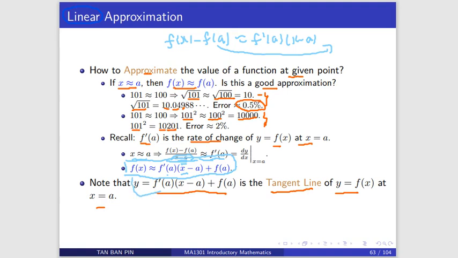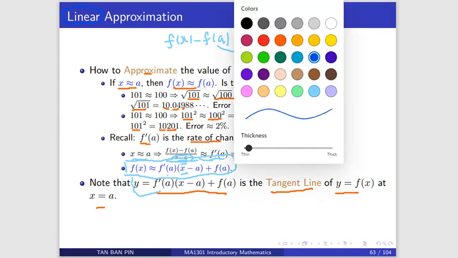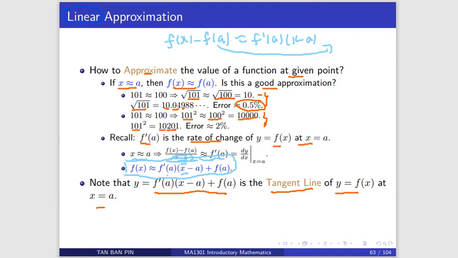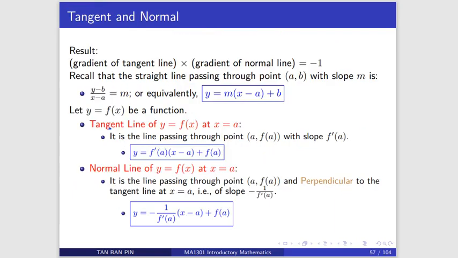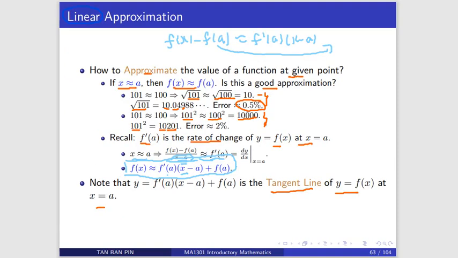If you look back to what we have learned earlier, you'll find this is the equation of the tangent line. You can look at slide 57. Then you will find that the equation of the tangent line passing through a is y equal to f prime a times (x minus a) plus f(a). Which means you can use the tangent line to do approximation of the function f(x) at x equal to a.